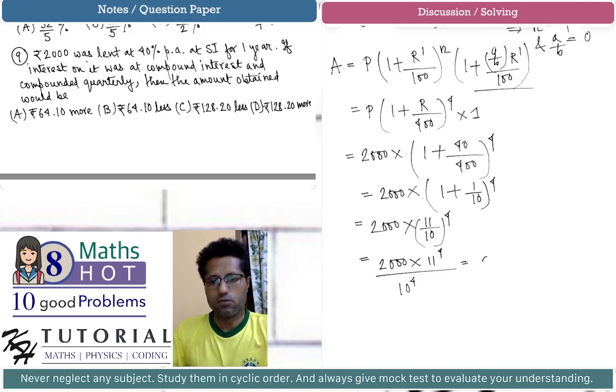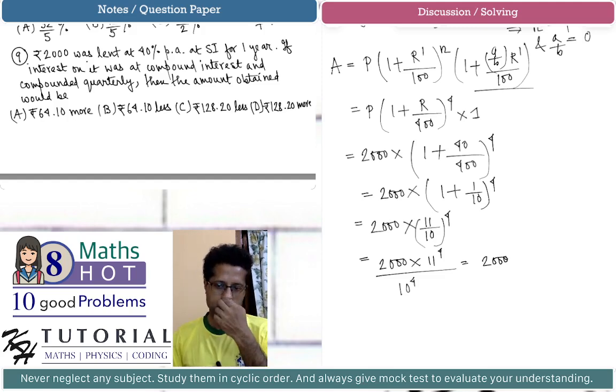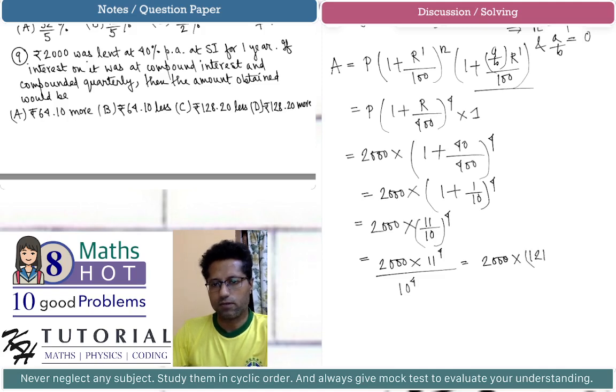This is equal to 2000 multiplied by 11 to the power 4. 11 squared is 121, so this is 121 squared. And this 3 zeros cancel out and we have 1 by 5. So this is equal to 121 squared by 5.